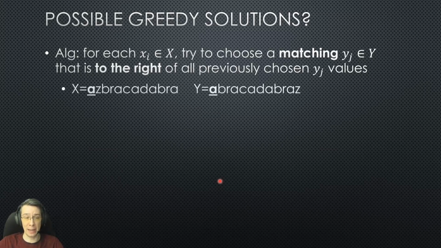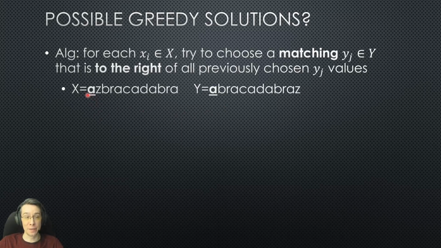So here I've taken the very magical sounding word abracadabra, and I've put a Z in right after the A. And then I've put a Z at the end in Y. So we have azbracadabra, tongue twister, and abracadabraz. Okay, so let's see what the algorithm does when we run it on this pair of strings.